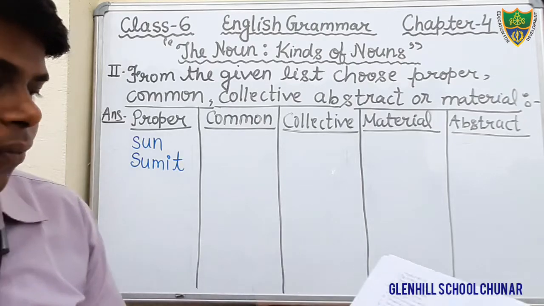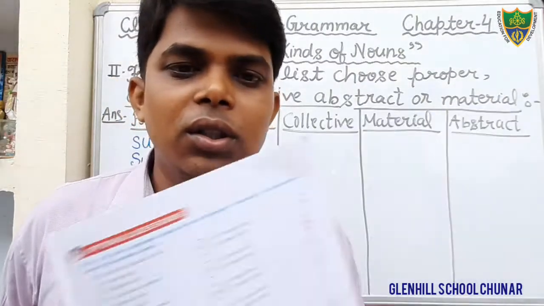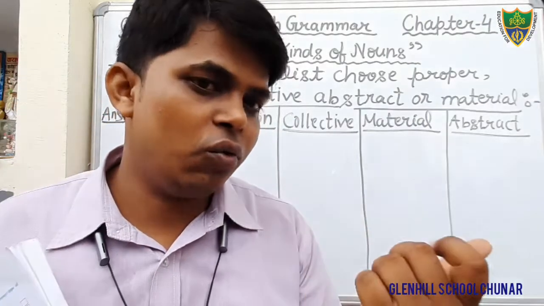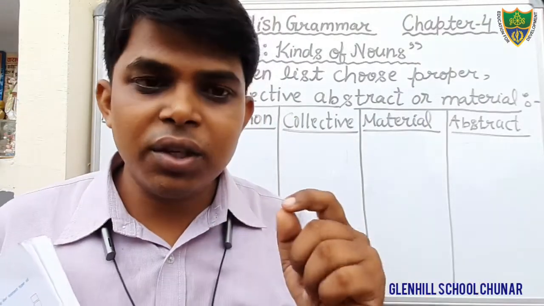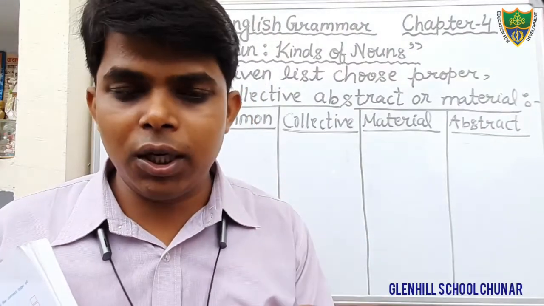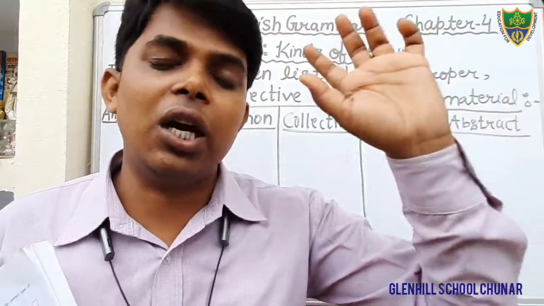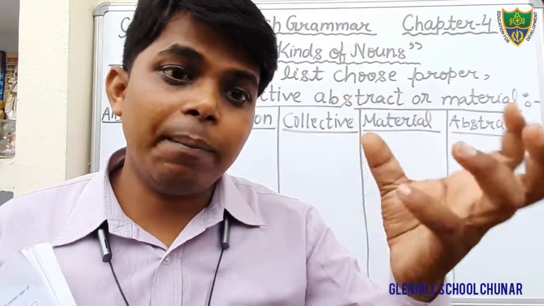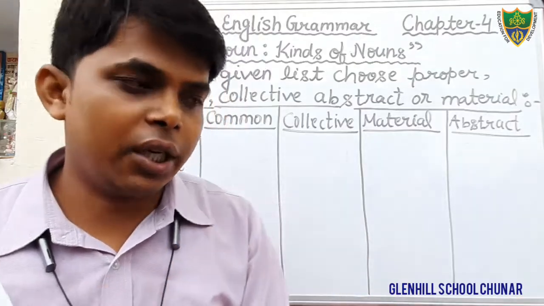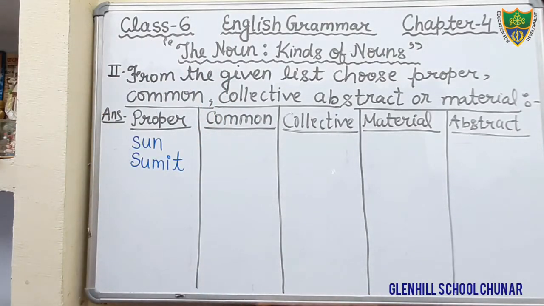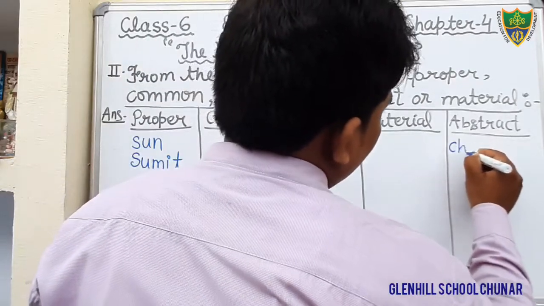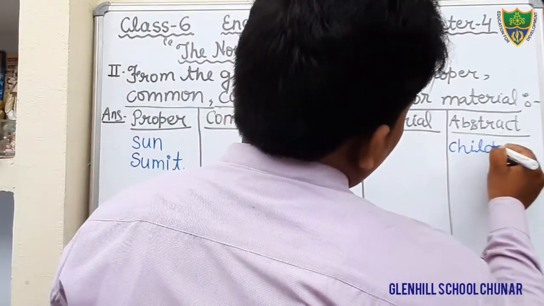Next question, childhood. Can we touch the childhood? No. Can we see the childhood? No. We can only think of, we can only feel that is his childhood. Okay, bachpan. That is an abstract noun. So in the column of abstract noun we will write childhood.